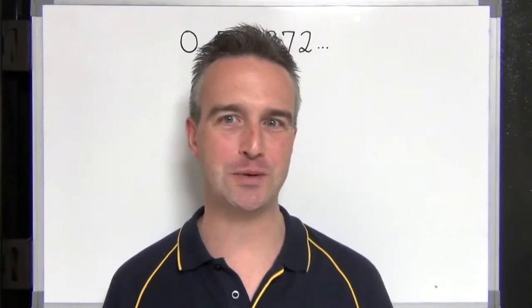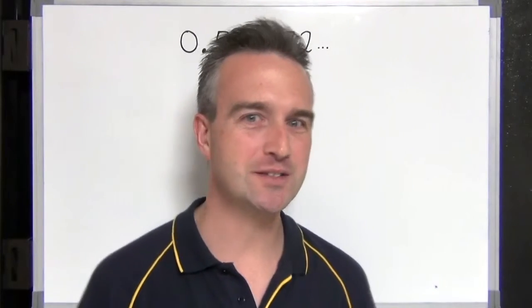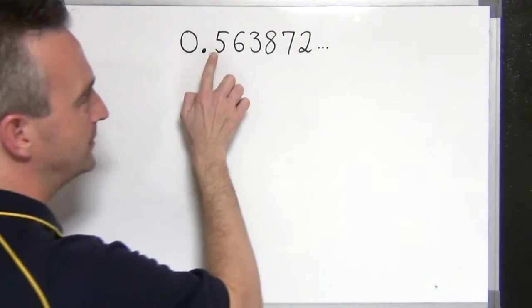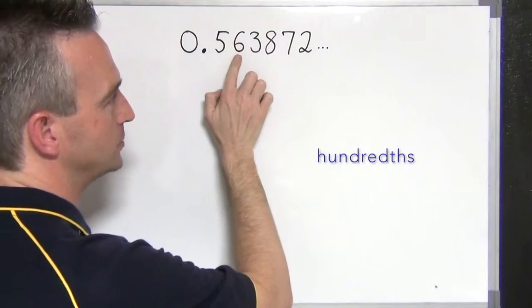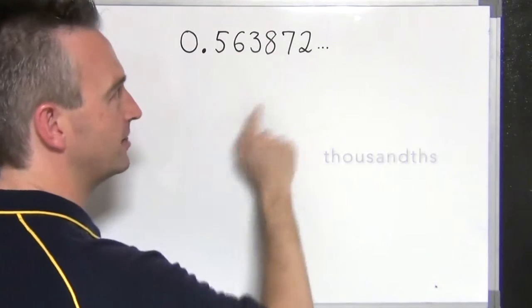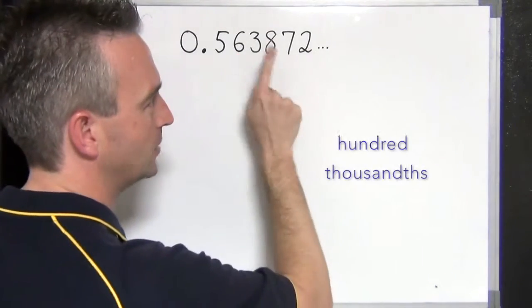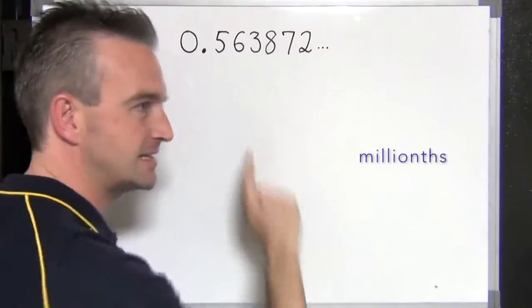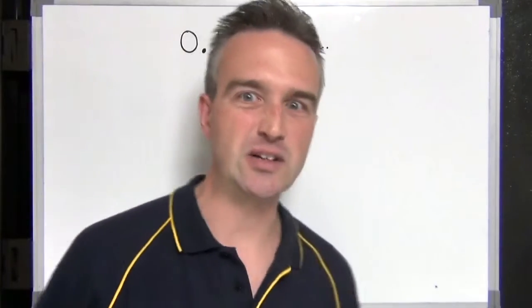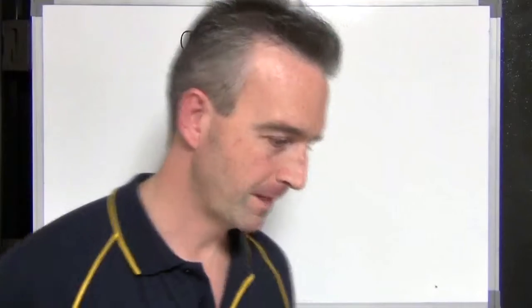Just going through the decimal places here, these are quite hard to pronounce, but here I go. We have the tenths, the hundredths, the thousandths, the 10,000ths, the 100,000ths, and the millionths. I think I did it right then. Decimal numbers can simply be called decimals.